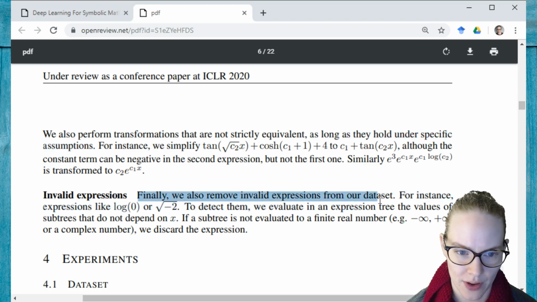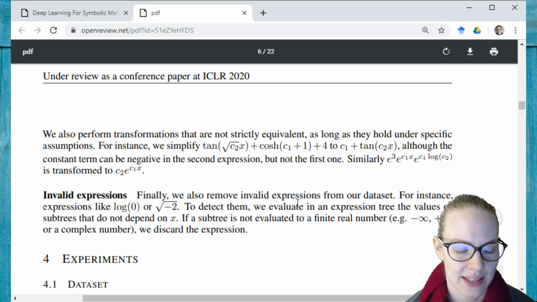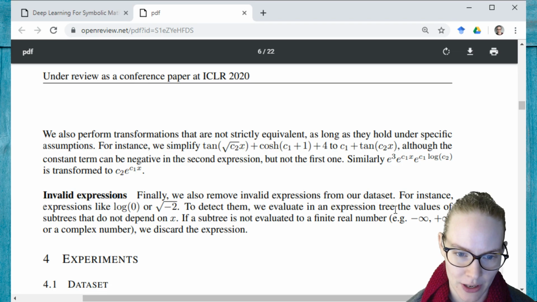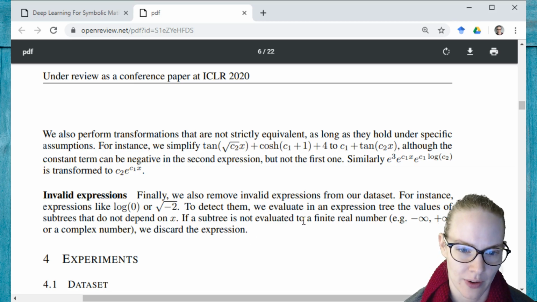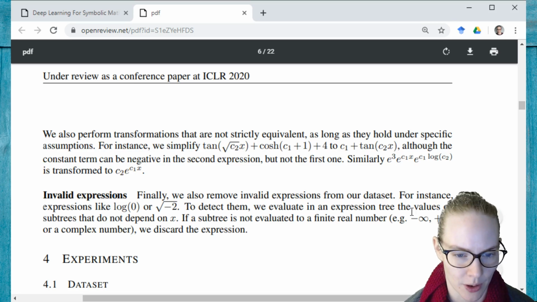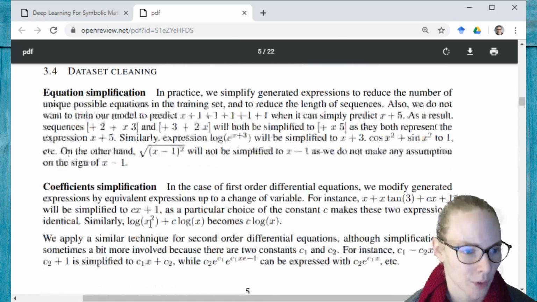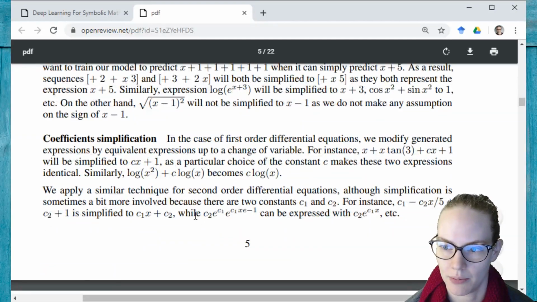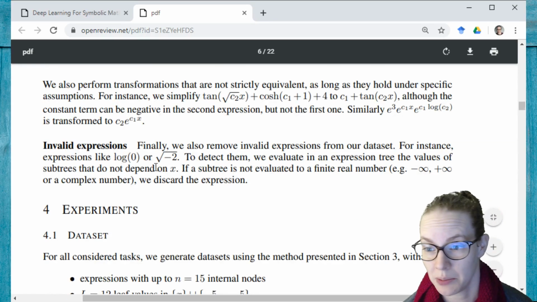Finally, we also remove invalid expressions from our data set. For example, expressions like log of 0 or square root of negative 2. To detect them, we evaluate in an expression tree the values of subtrees that do not depend on x. If a subtree is not evaluated to a finite real number, e.g. negative to positive infinity, or a complex number, we discard the expression. Okay, so this is how they're modifying their generated equations to make them more tractable, maybe?